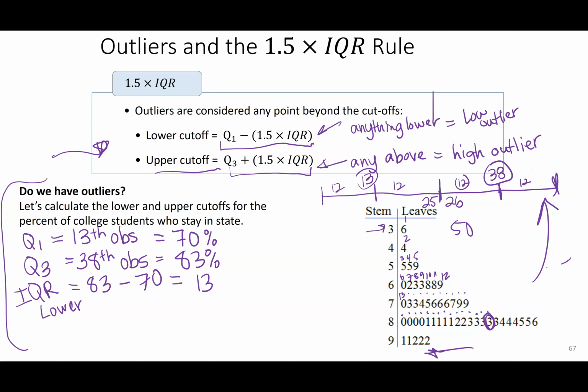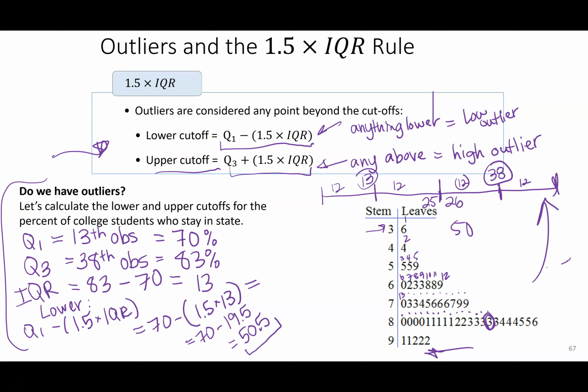So my lower cutoff is going to be Q1 minus 1.5 times IQR. So it's going to be 70 minus 1.5 times 13. Let me do this math here: 70 minus 19.5. Always do your multiplication before your addition or subtraction. And that will equal 50.5. So any observations in this data set that are below 50.5 are going to be outliers. Here, I don't have anything that's 50, but I do have a 36 and a 44. Those are going to be low outliers.